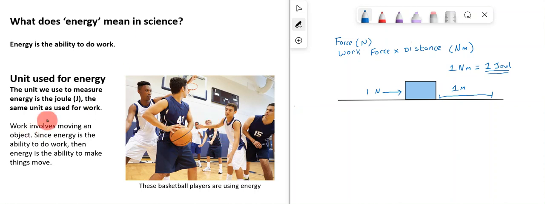And as we say, the unit is the joule, and work involves moving an object. Since energy is the ability to do work, then energy is the ability to make things move. So that's the way to think in your head about this concept of energy: energy is the ability to do work or make things move.